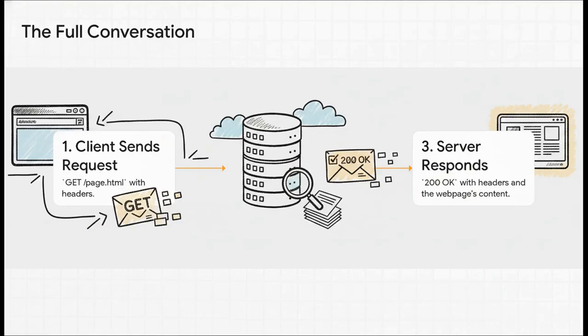It's really just a simple 3-step dance. Step 1, your browser sends out its request. Let's say it's a GET request for a page, and it includes all its headers. Step 2, the server gets it, processes it, and finds the page you asked for. And step 3, the server sends its response back. It starts with that beautiful 200 OK status, adds its own headers, and then it sends the actual content of the web page. That's it.